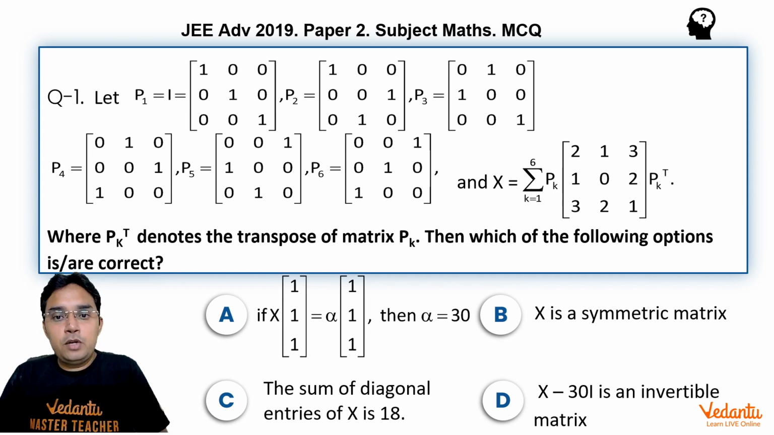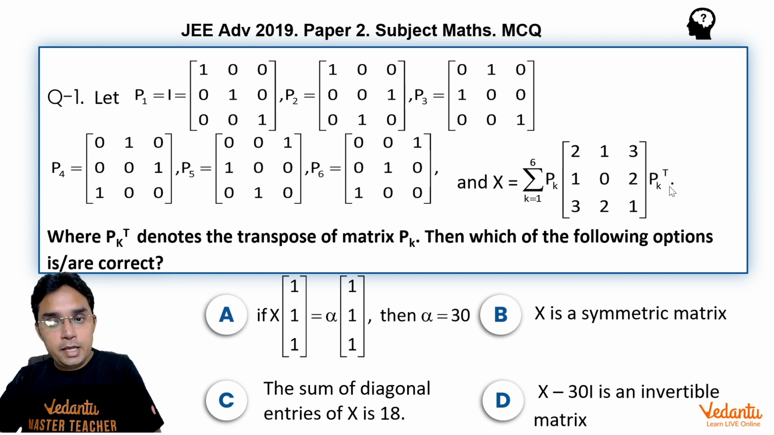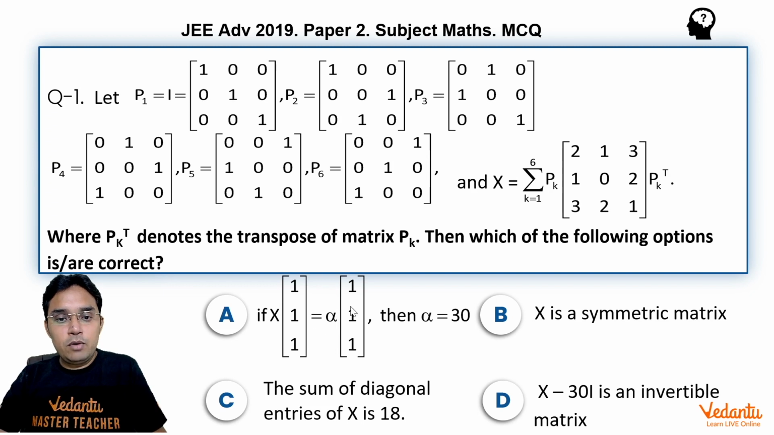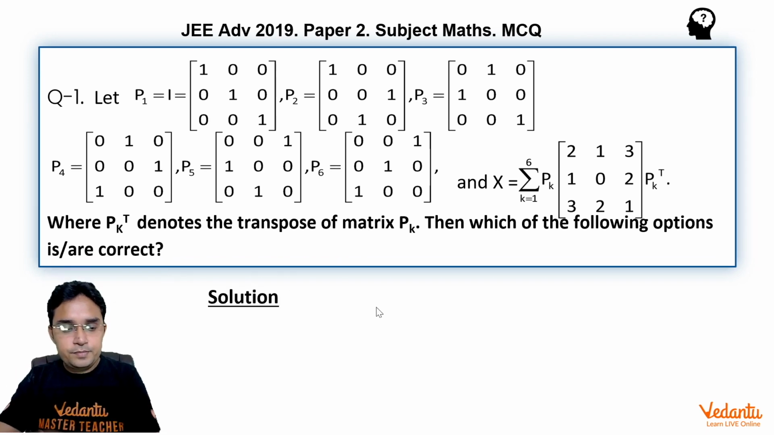Let P1, P2, P3, P4, P5, P6 be six 3 into 3 matrices and X is sigma of Pk into a 3 into 3 matrix into Pk transpose. Then we have to answer: if X into [1 1 1] is equal to alpha into [1 1 1], then A, alpha is 30. B, X is a symmetric matrix. C, sum of diagonal entries of X is 18. D, X minus 30I is an invertible matrix. So let us solve this question.